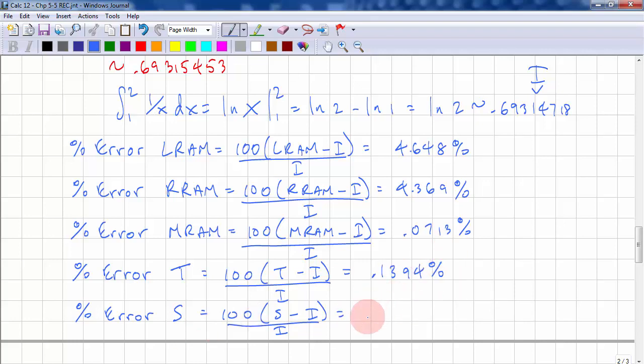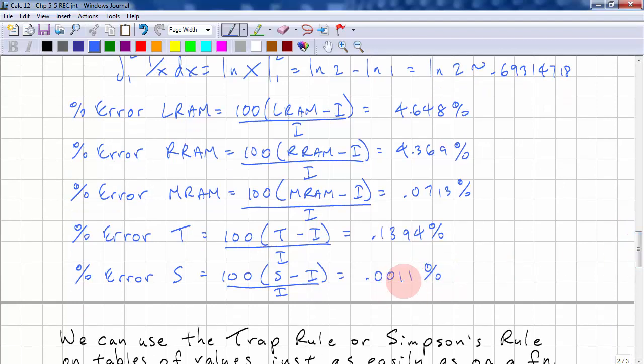And for our Simpson's rule, 0.0011%. So that is a very good estimate, given that we're only doing 8 partitions.